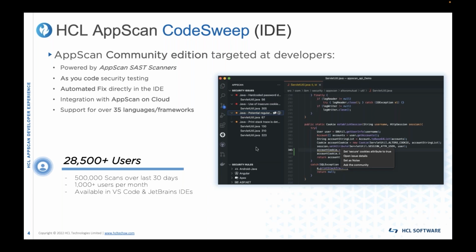There's also the benefit of not getting pinged by security later on and told, hey, you have to fix this, or you have to tell us if this is a problem or not. It does allow you to integrate with AppScan on Cloud. So if you're working with a larger project, we can have a look at any existing issues, and if you were to find any of those issues in your code, we will not highlight them. And we support over 35 languages and frameworks.